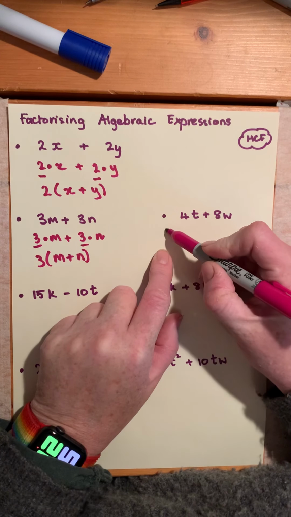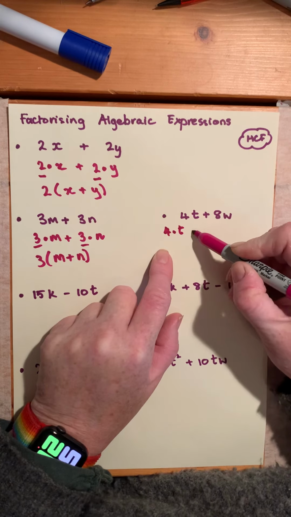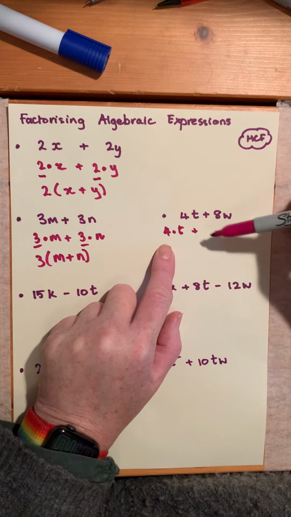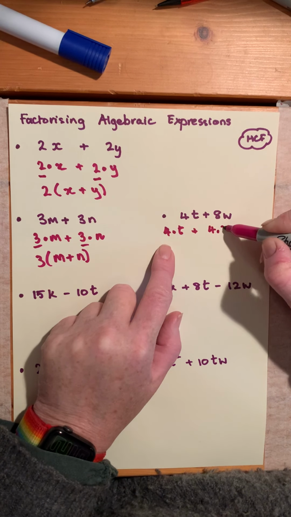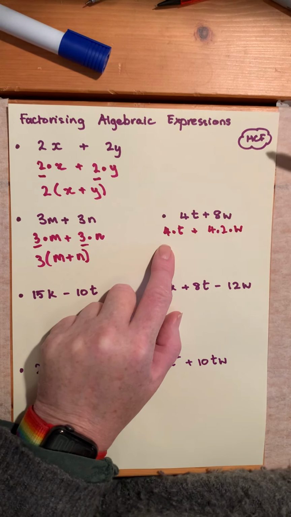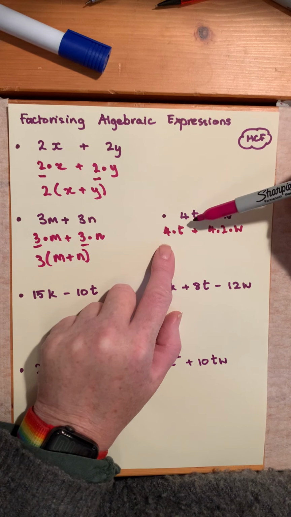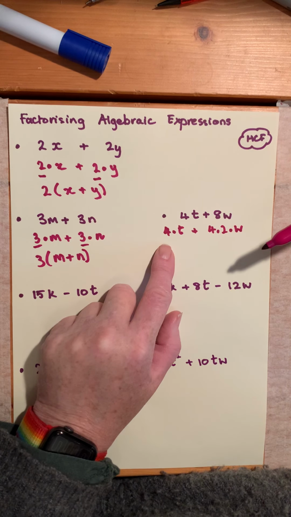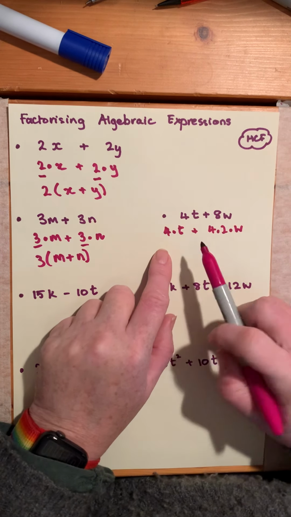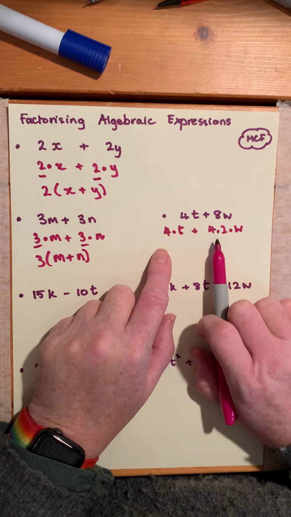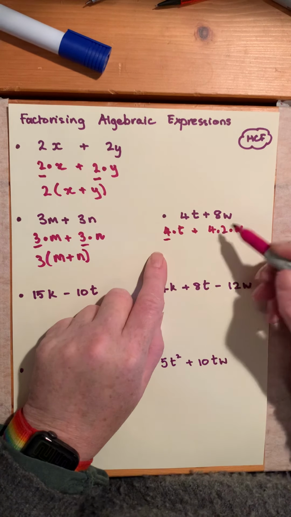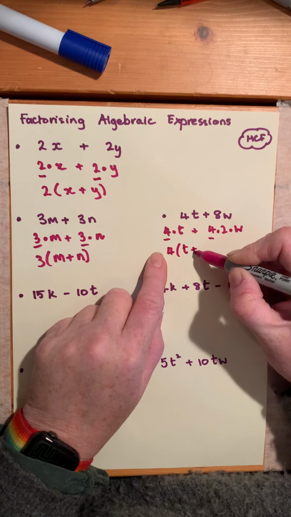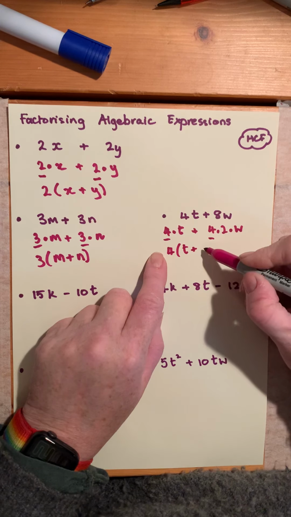4t plus 8w, so that's 4 times t plus 8, we're going to break down 4 times 2 times w. Let's look at why we do that. What we want to do is take out the highest common factor, and that's something we've worked on the last couple of weeks. The highest common factor of 4 and 8 is 4. So we're going to take out the 4, put it outside the bracket, and I'm left with t plus 2 times w, 2w.